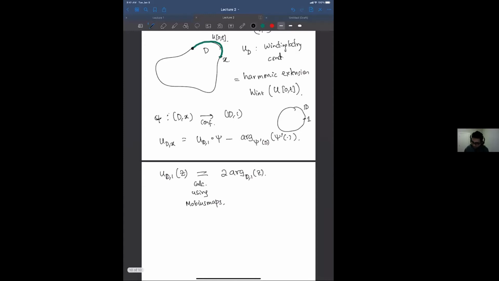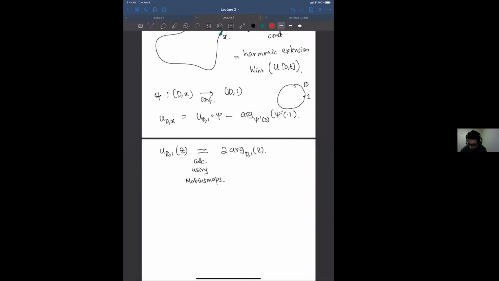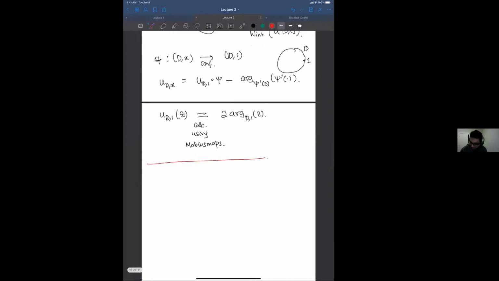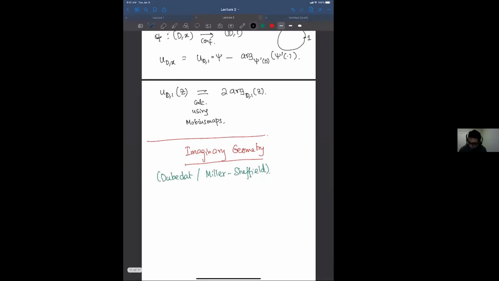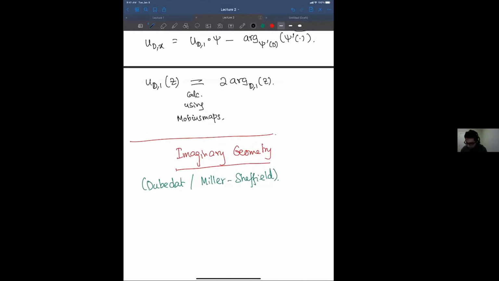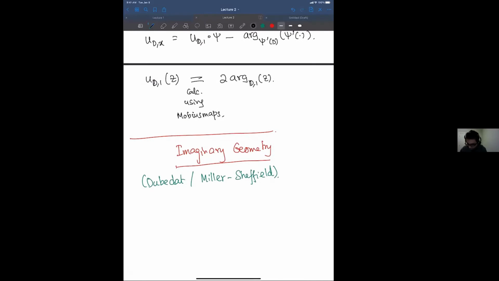And now I want to talk about imaginary geometry coupling, or one little piece of this whole theory that we are going to use. This whole theory was started by Dubedat and then finished together by Miller-Sheffield. So what's the idea? The theorem I'm going to talk about is pretty concrete, but the real idea I also want to mention is that we have this Gaussian free field, GFF.